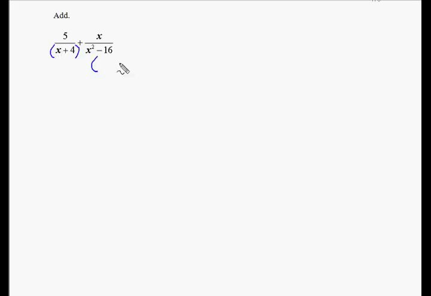But x squared minus 16 does factor. It's the difference of perfect squares. Breaking down the first term, breaking down the last term, checking the signs, they're different. And there we have it. So now we're going to try and get a single common denominator.